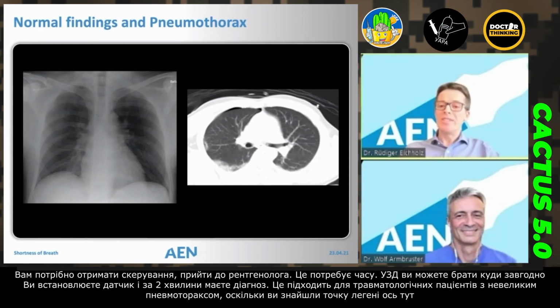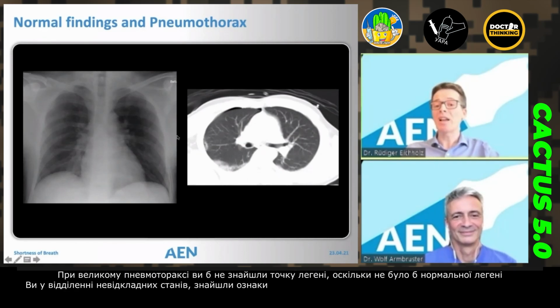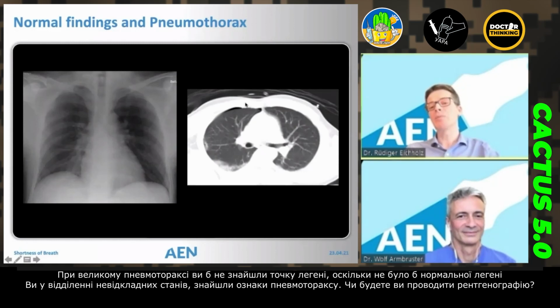But Wolf, if you have this diagnosis, let's say you are in the emergency room, you put your probe on, and in 2 minutes you have the diagnosis: okay, it's a trauma patient, he has a pneumothorax on one side, and it's not very big because you've found the lung point right here. Because if it was a big pneumothorax, you can't find the lung point, because at no position is there a normal finding.